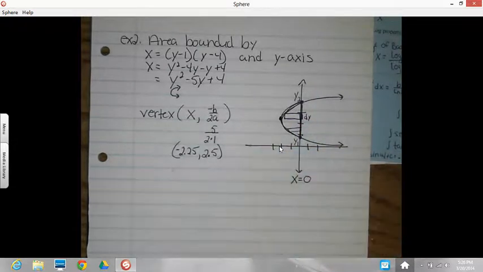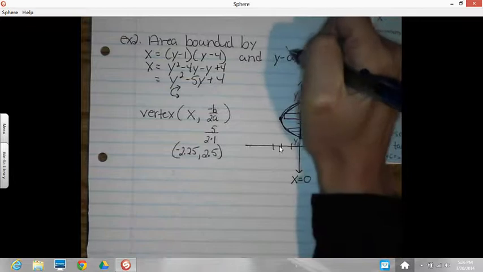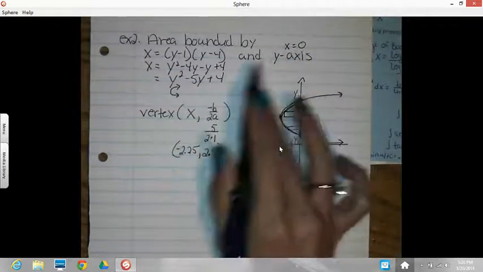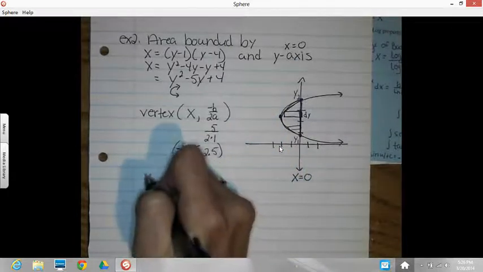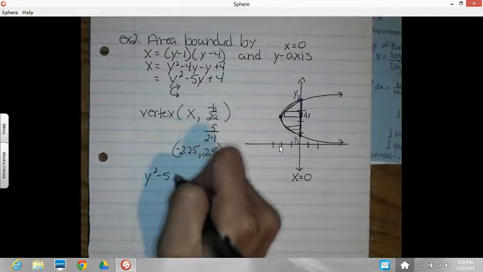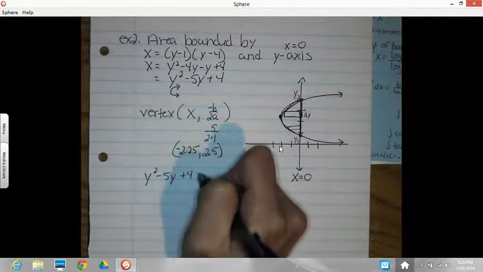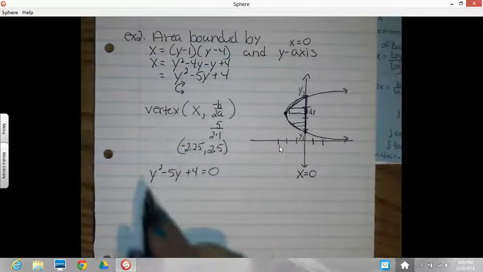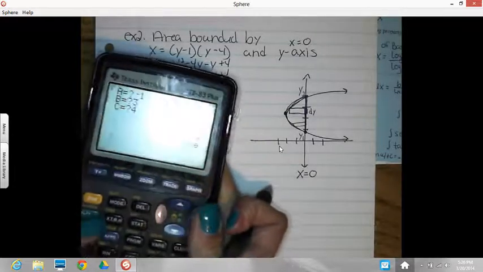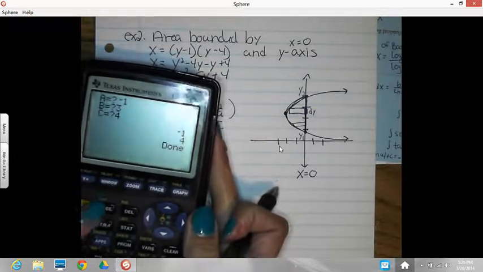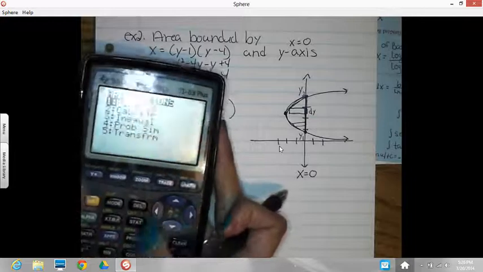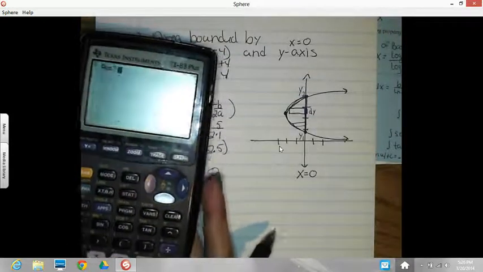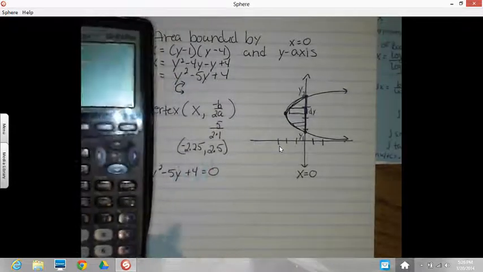So that is the equation for the y-axis. Now I can set my two equations equal. Y squared minus 5y plus 4 equals 0. That's already in standard form. I can plug that into the quadratic formula program to get my intersection. Okay. A is a 1, B is a negative 5, and C is a 4. I got 4 and 1.